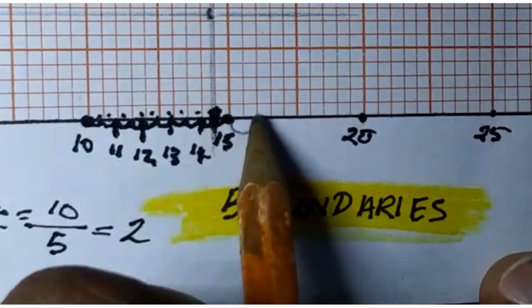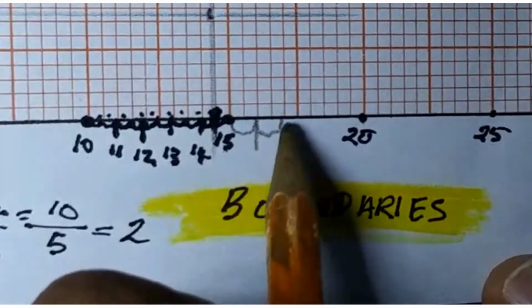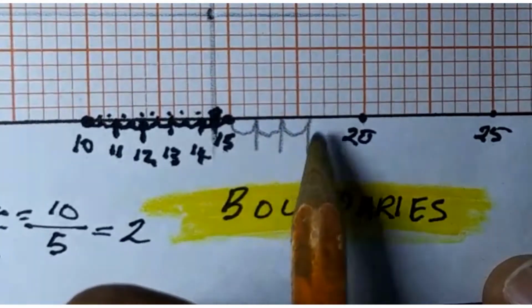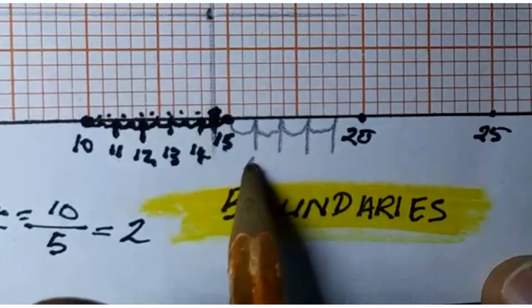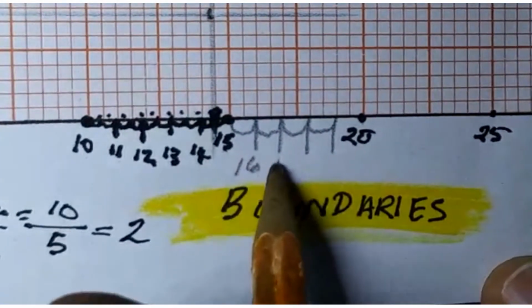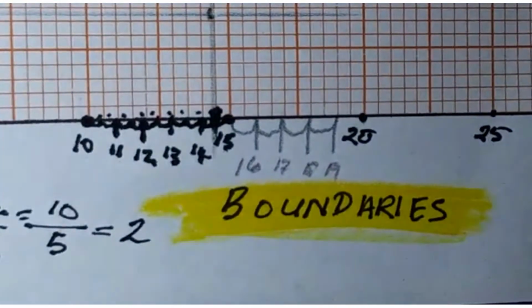15, and 2 more give me 1 there. 2 more give me 1 there. 2 more give me 1 here. And 2 more give me 1 here. So this is going to be 16, 17, 18 and 19.